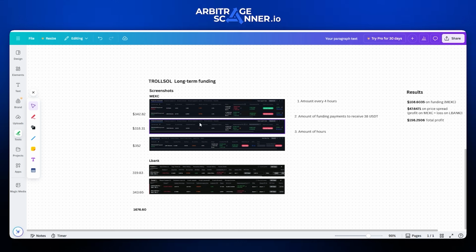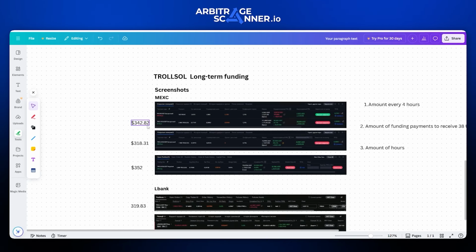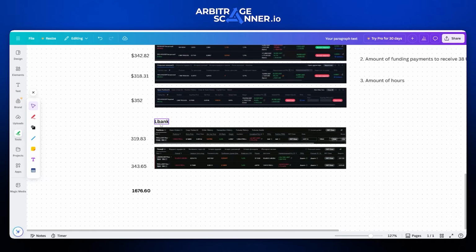Of course, the client entered the trade. So here are the screenshots. Let me tell you the whole story. It's important to note that he opened several positions on 2 exchanges. On Max, where he earns from funding, and he also opened a hedge position on L-Bank.